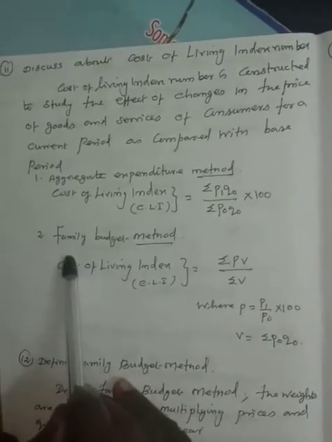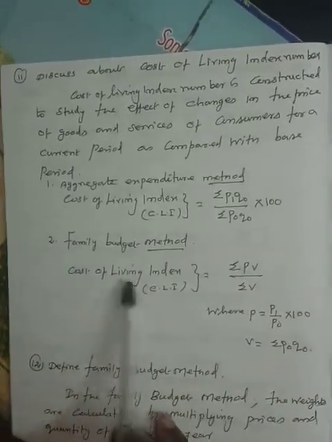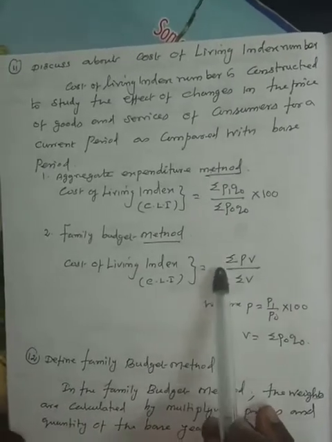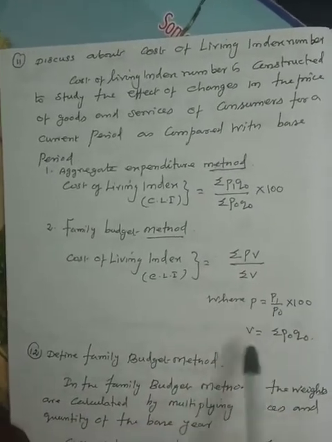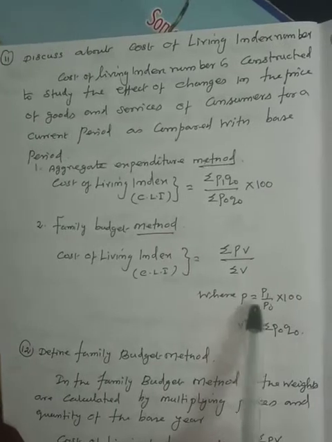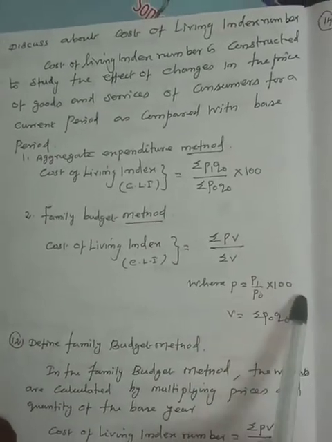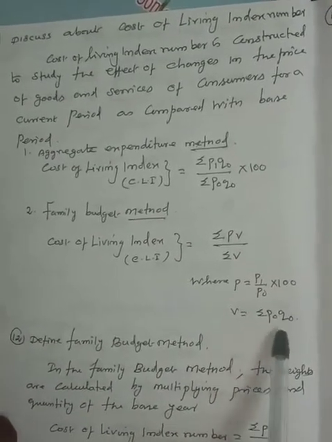Number 2, family budget method. Cost of living index is equal to sum of PV divided by sum of V, where P is the ratio of P1 divided by P0 into 100. V is sum of P0Q0.